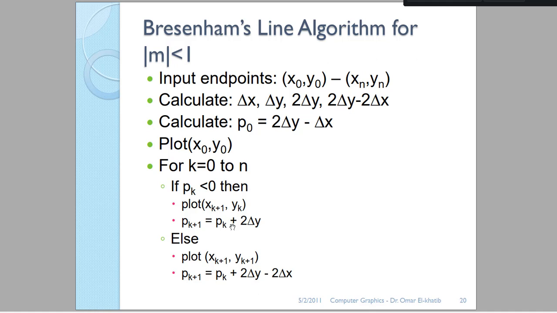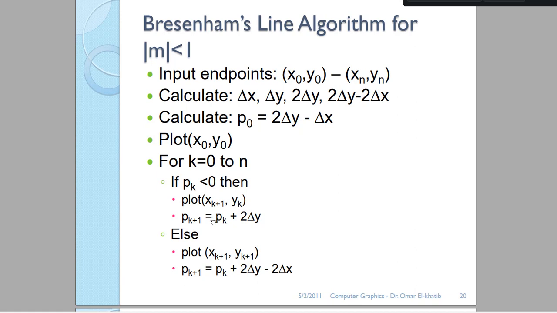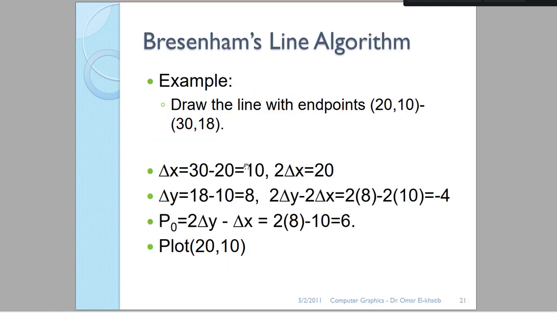Depending upon one or the other condition, the next value of pk will be either like this, pk plus 1 is equal to pk plus 2 delta y, or it will be like this, pk plus 1 is equal to pk plus 2 delta y minus 2 delta x. So that is how we will find it, and we will continue this until n points. Here is an example. Draw a line with the endpoints. This time the endpoints are the same as in the previous example, but in the previous example we used the DDA algorithm. Here we are going to use the Bresenham line drawing algorithm.